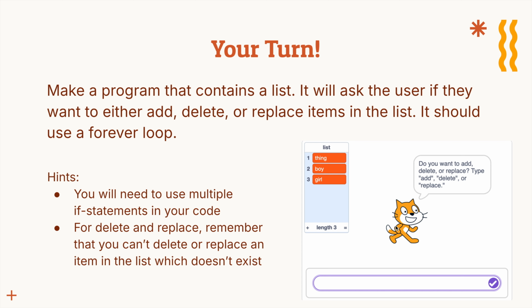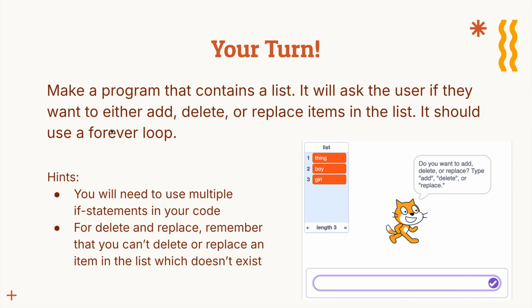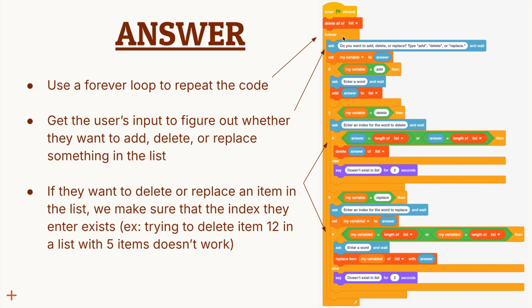Okay, assuming you guys paused the video and worked on this project for a bit, I will be going over the answer now. You want to start off with the when flag is clicked block. And then remember, we want to delete the entire list at the beginning of the program to make sure there are no duplicates. And then, like I said before in the project description, you want to use a forever loop to repeat the code. Then we want to get the user's input to figure out whether they want to add, delete, or replace something in the list. And we can do that using the ask block over here.